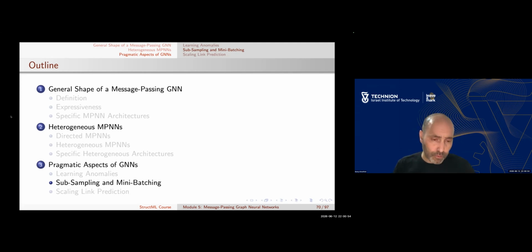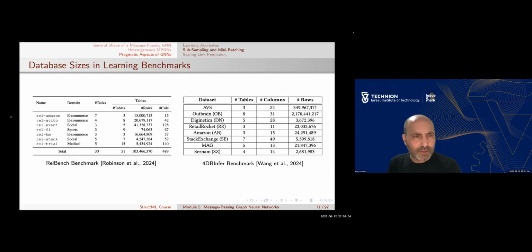And we had a solution for standard learning. It doesn't apply in a naive way to graph learning. So first, let's look at some examples. These are from standard benchmarks, RelBench, 4DBInfer. We talked about these, the one from Stanford, one from Amazon, and you can see here that some of these databases have millions of tuples or billions of tuples or tens of millions of tuples.